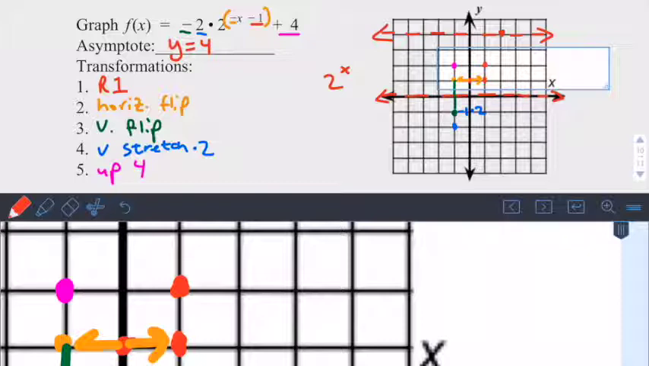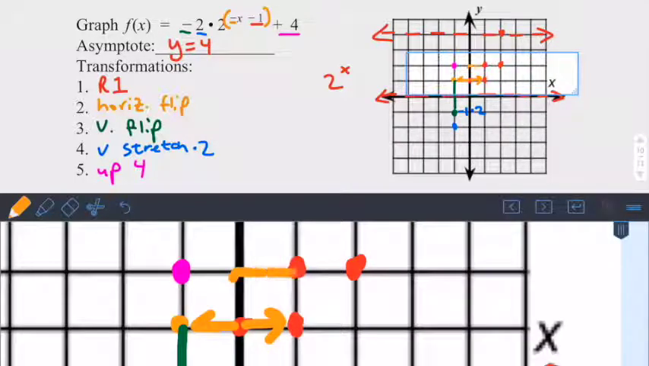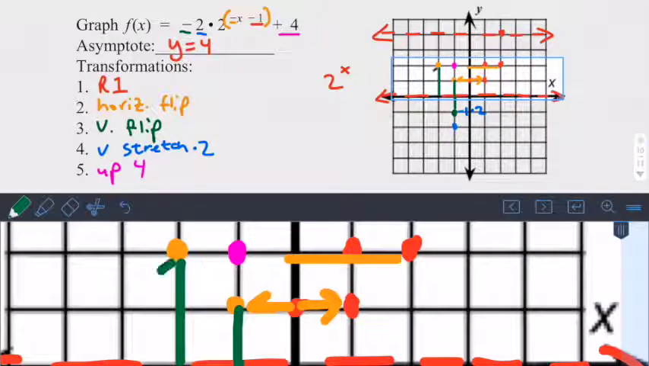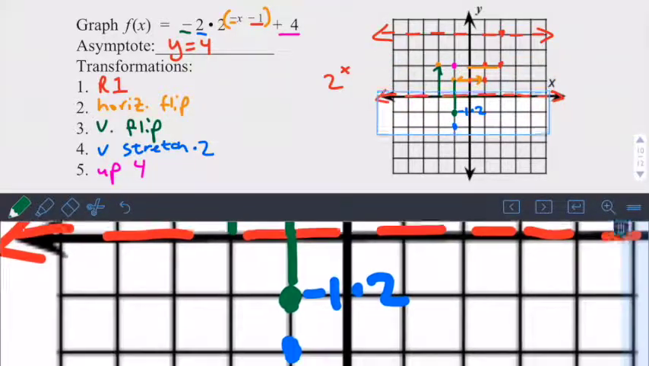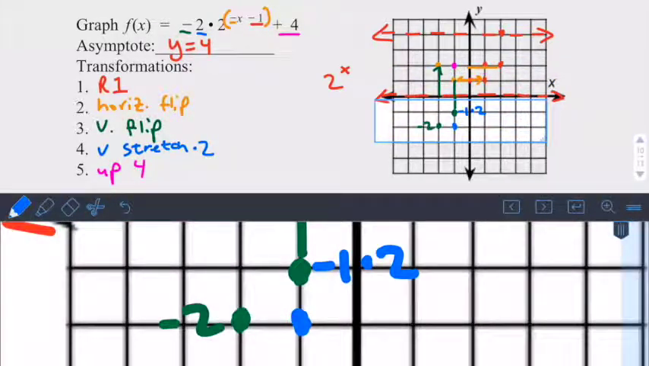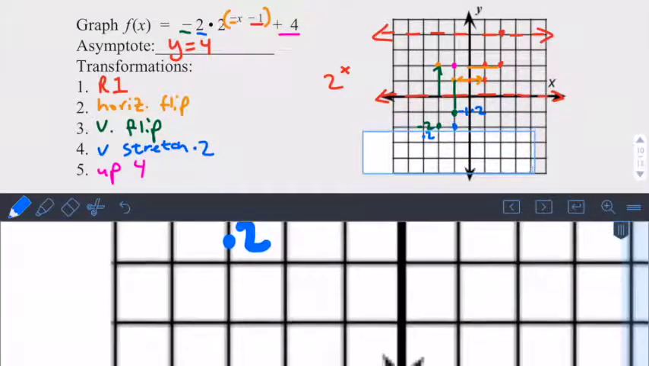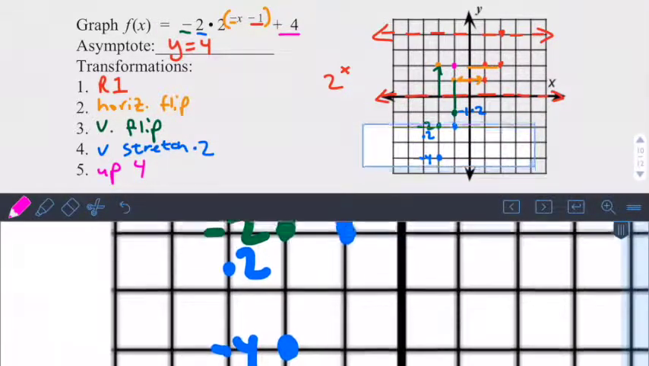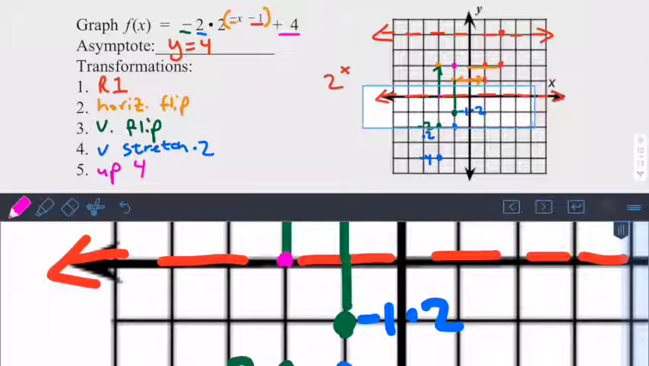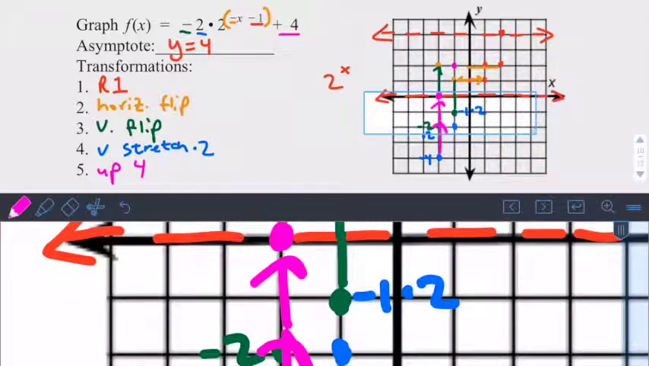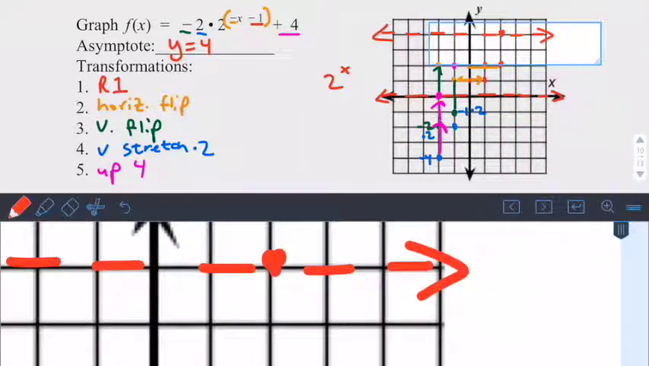From my second point, I go right 1. Horizontal flip, you see how I'm 2 away? I'm going to go 2 the other way to negative 2. Vertical flip, you see how I'm 2 away above? I'm going to go down to negative 2 below. Stretch by 2, I'm going to multiply that times 2 to get to negative 4. And then up 4, 1, 2, 3, 4. There's my final point.